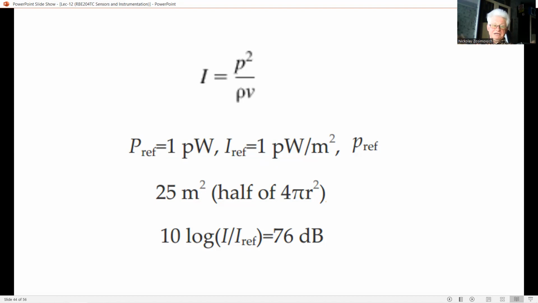For example, for the intensity at 2 meters away from a sound source of P equals 1 milliwatt at the ground, the surface area of the hemisphere is about 25 square meters. It's half of 4 pi r squared. Here meters should be without square. And so the intensity in decibel amounts to 10 logarithm I over I reference, that gets us 76 decibel.